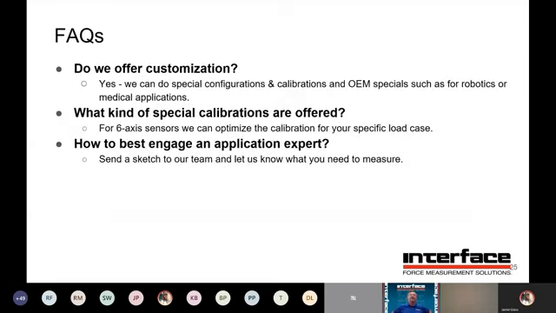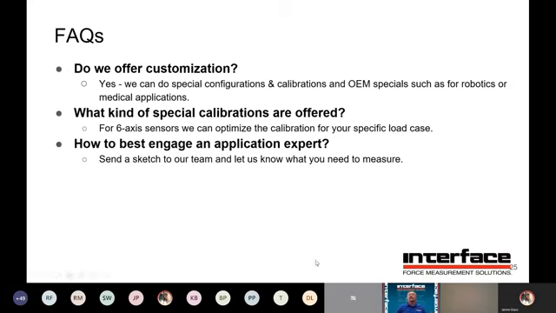Next, do we offer customization? Absolutely. We do special configurations and calibrations. OEM special products, such as for robotics or medical applications. Special calibrations are pretty interesting because the sensors are always optimized for, say, the most broad use case allowed. And so in a 6-axis sensor, you've got 6 axes. They're all rated for plus or minus a certain Newton meters or force or a torque value in each axis.